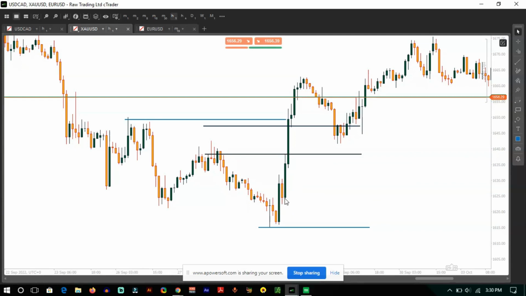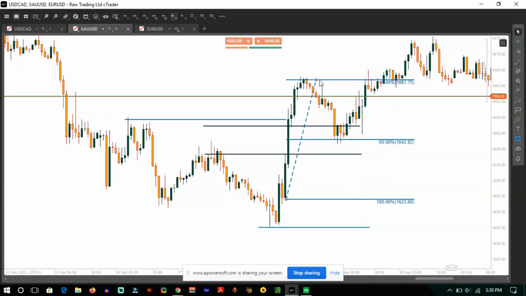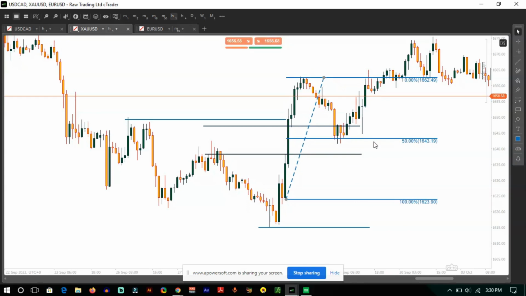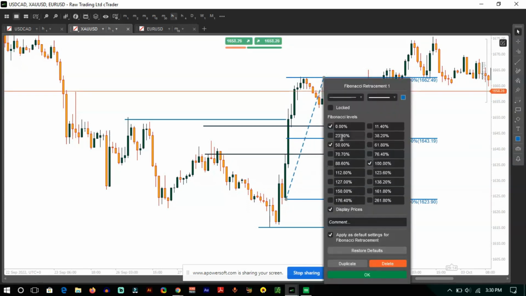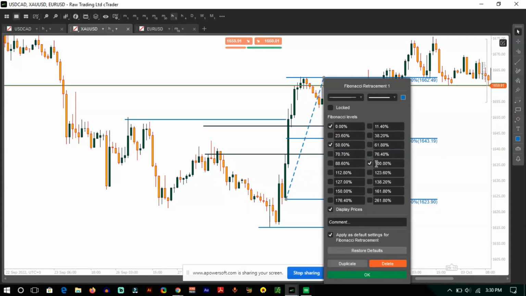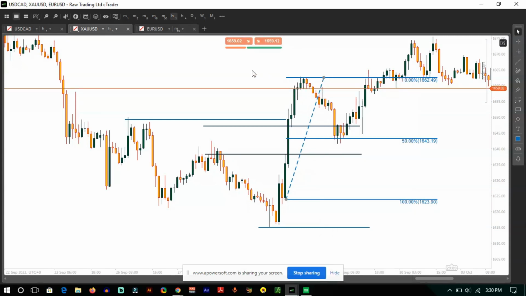Now, this impulse run, we are going to measure it from here to up here. Someone was asking, can we use a normal Fibonacci retracement tool? Yes, this is a Fibonacci retracement tool that I'm also using. I've only eliminated some levels. Let me quickly show you. I've only left level 0, 50%, and then 100%. The rest I've deleted. So it's not something that is new.